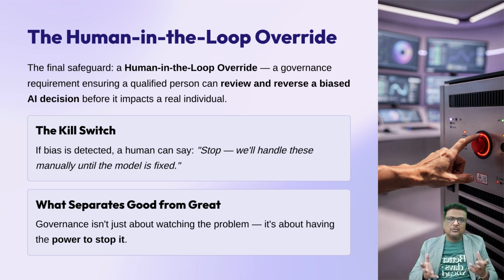If our monitor shows that the AI has suddenly developed a bias against a certain group, a human should be able to step in and say, "Stop, we are going to handle these applications manually until we fix the model." This is what separates a good company from a great one. Governance isn't just about watching the problem, it's about having the power to stop it. We never want to be in a situation where we say, "We knew it was biased, but we couldn't stop the machine."